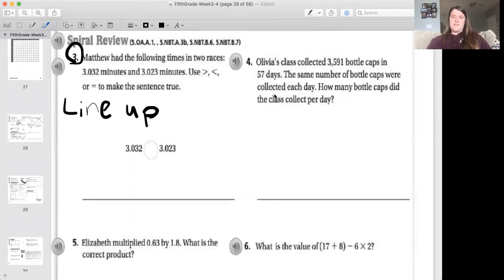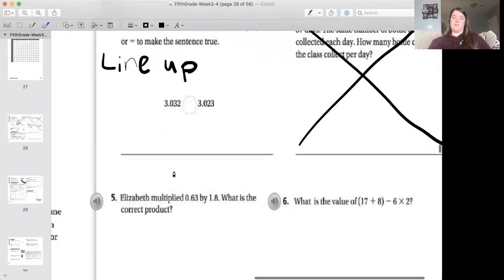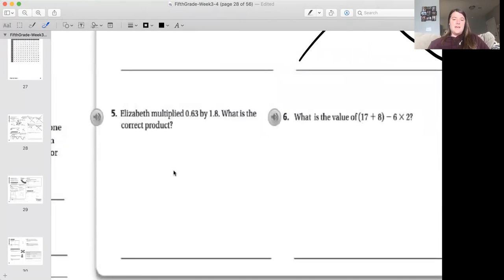Olivia's class collected 3,591 bottle caps in 57 days. The same number of bottle caps were collected each day. How many bottle caps did they collect per day? I'm gonna let you skip this one. You're lucky. But next time I'm making you do the hard division problem. This one I'm making you do.